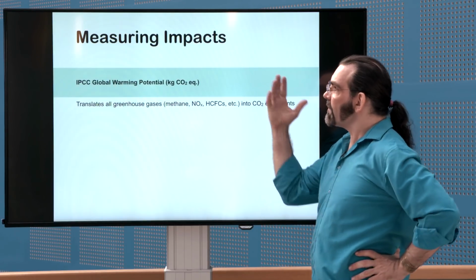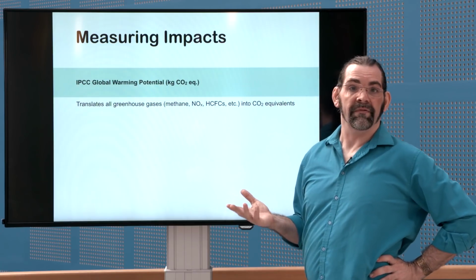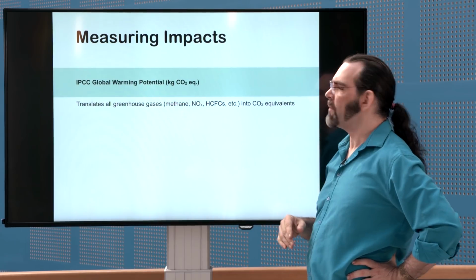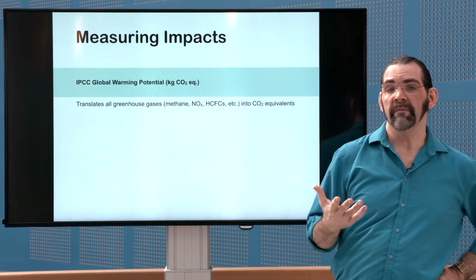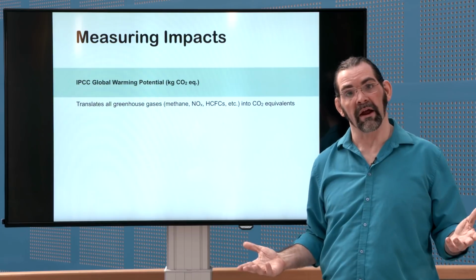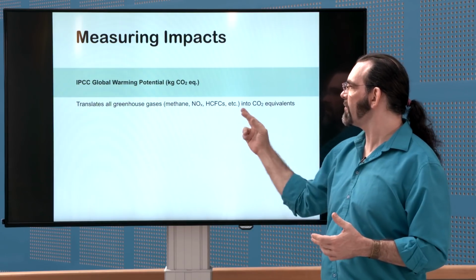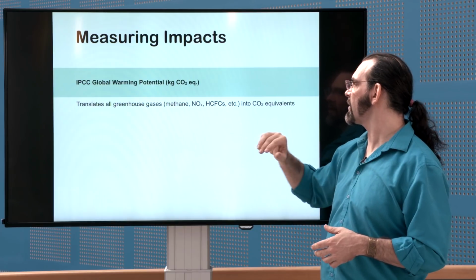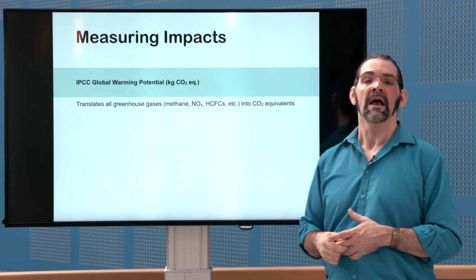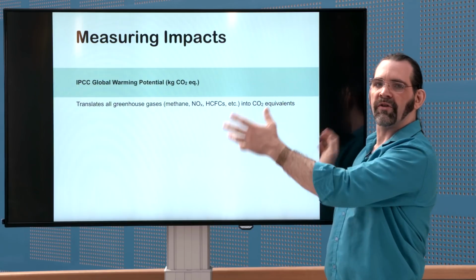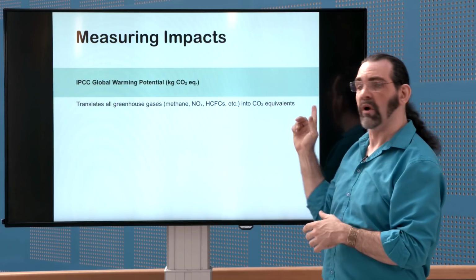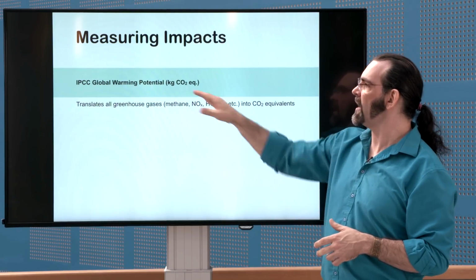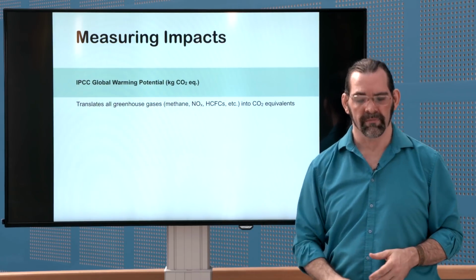But different measurement schemes measure different things. So the IPCC global warming potential only measures climate change impacts. It still measures several different things, CO2 obviously, as well as methane, nitrous oxide, CFCs, etc. And it turns those all into CO2 equivalents by normalizing and weighing them. But in the end, it only measures global warming potential.